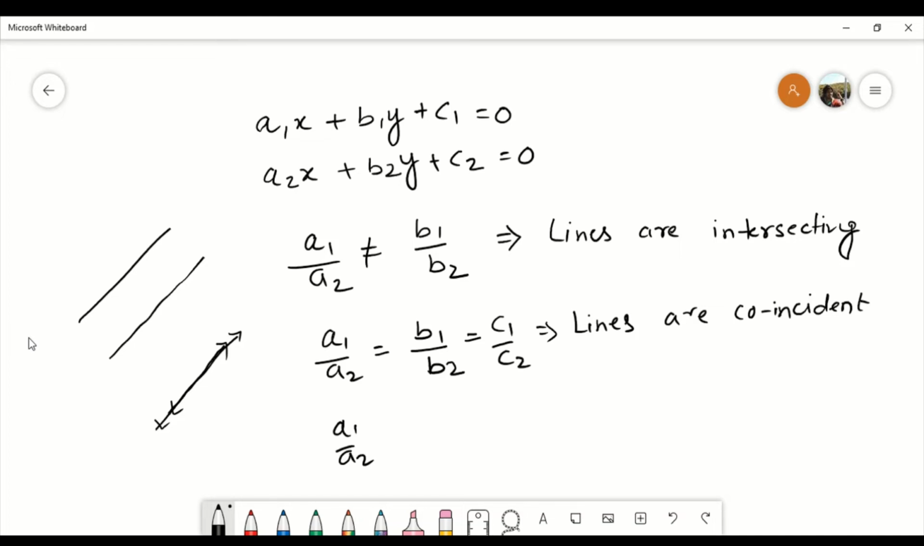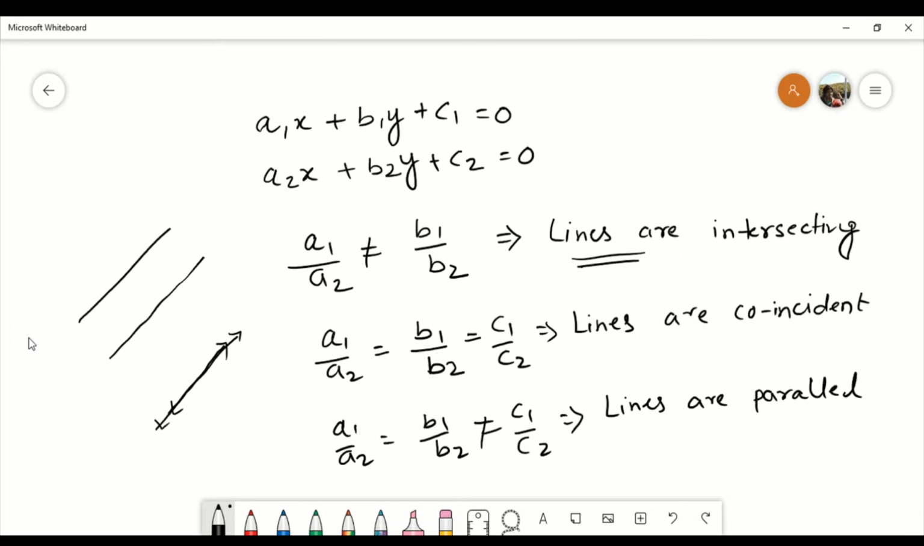And if I have a1 upon a2 equal to b1 upon b2, which is not equal to c1 upon c2, that means lines are parallel. So in this case we are going to get a unique solution. In this case we are going to get infinite solutions, and in this case we are going to get no solution. So this is how you can quickly check: first you have to get your equation in this form, and then you can check whether the lines are going to yield a unique solution or not, right?